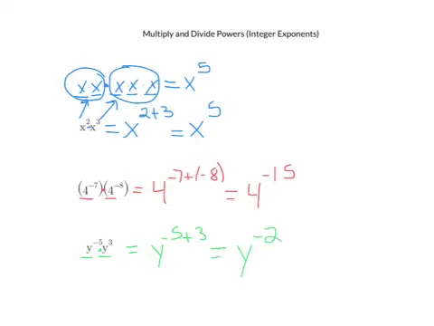So when you multiply variables or numbers with exponents, you go ahead and add the exponents together.